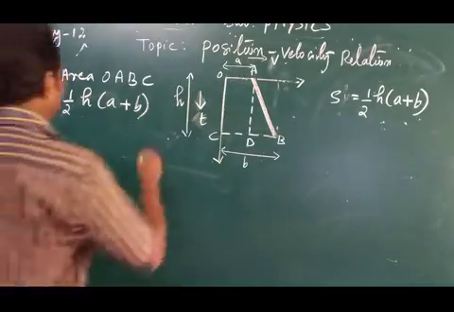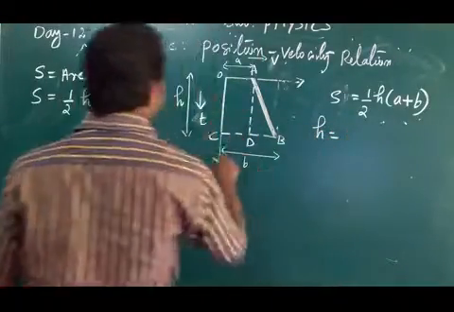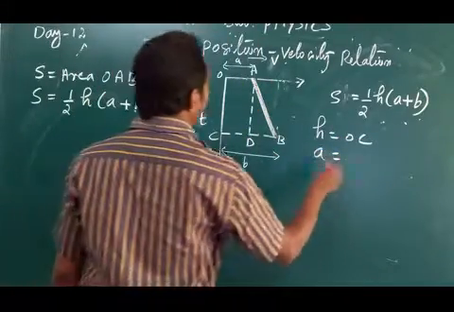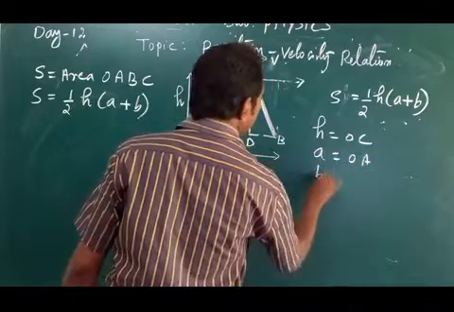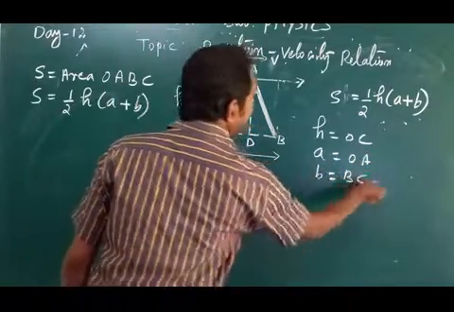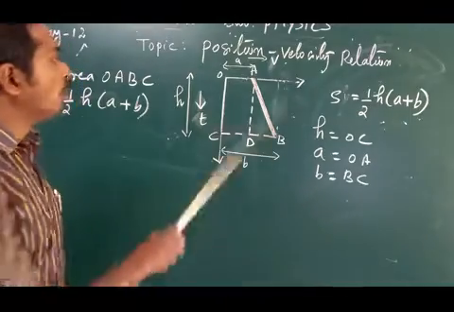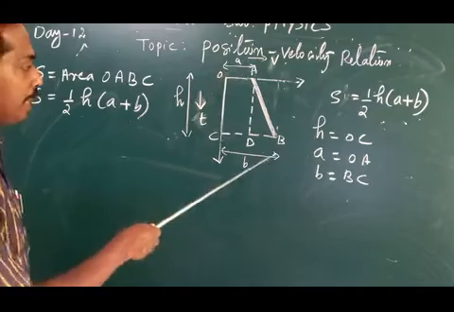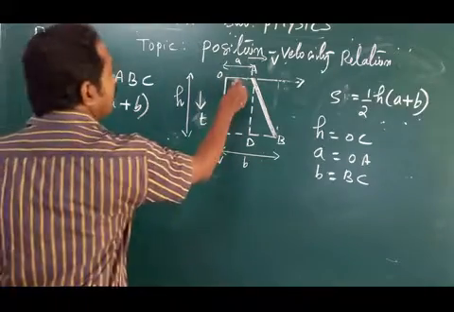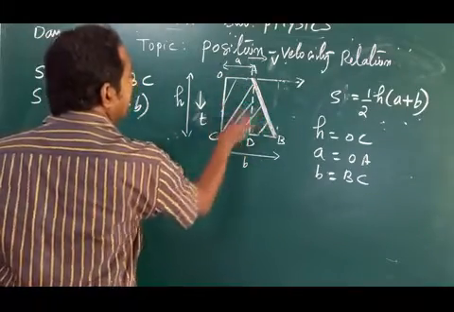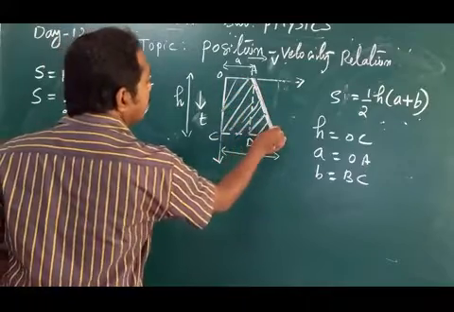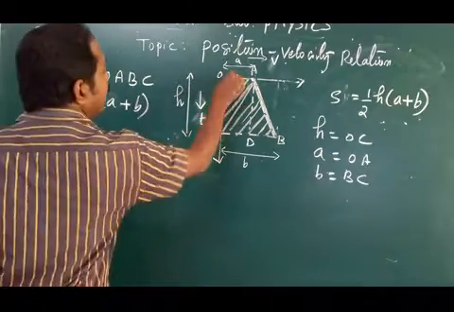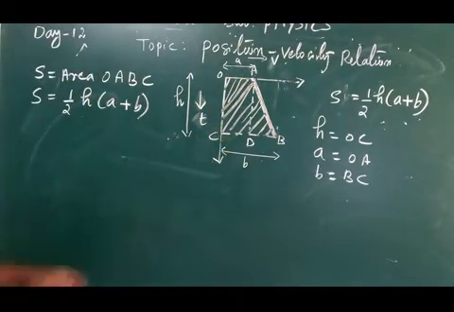Substituting from the graph. What is h? h equals OC. Then a, what will be a? a is OA. b, what will be b? The other side BC. See here, h is OC only, this side. a is this, one side of the trapezium. This is the other side of the trapezium. This area, the shaded area, the area shaded below the graph, gives a trapezium. So we can substitute in this equation here.